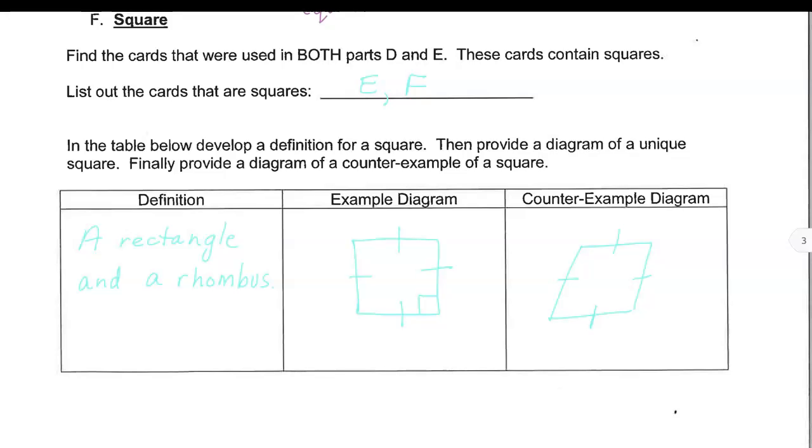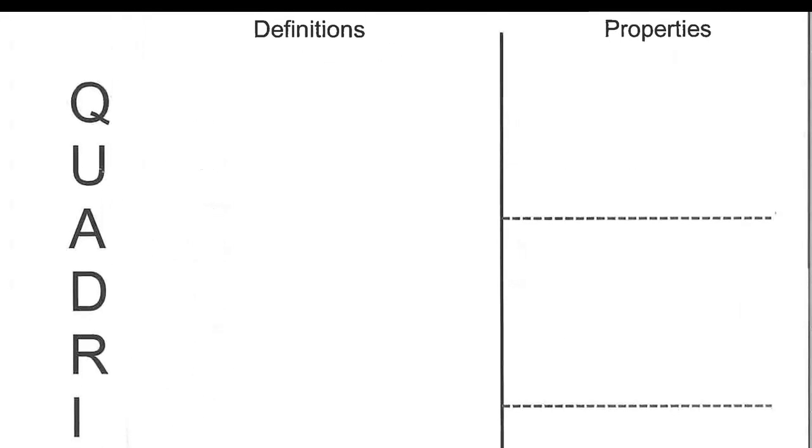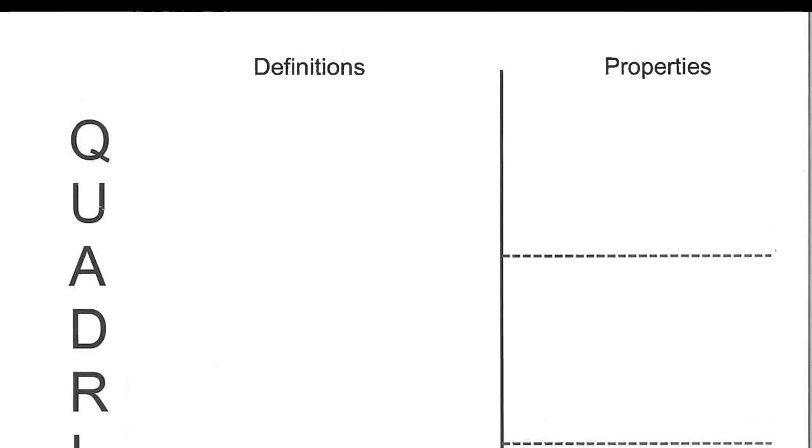And that's it. We just collected all the definitions for the quadrilaterals we're going to study. Now we're going to combine that information onto a nice foldable piece of paper that we can study with. Here's our foldable piece of paper. It says quadrilaterals down the left side, and notice the first column is for definitions. The second column is for properties. We're not learning the properties in this video, we're just learning the definitions.